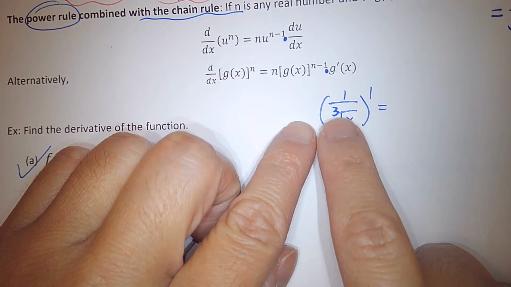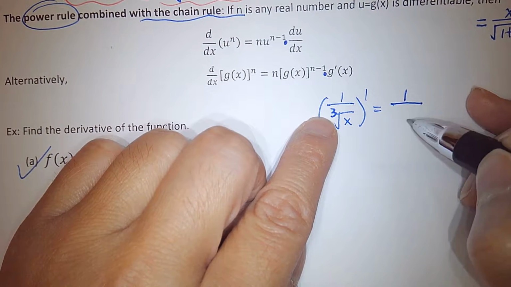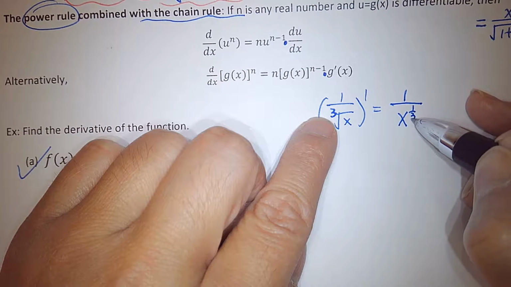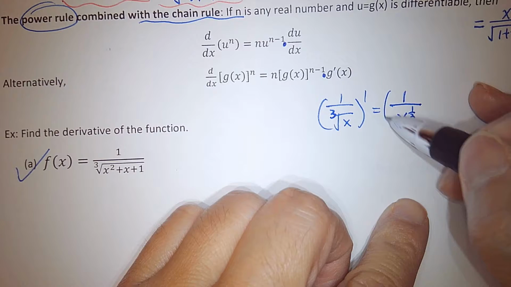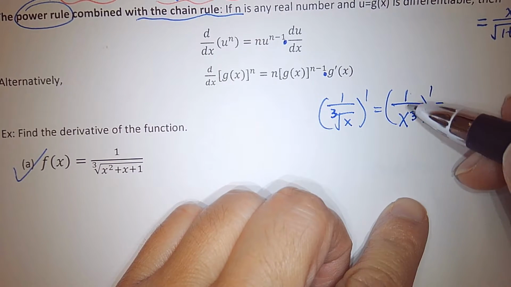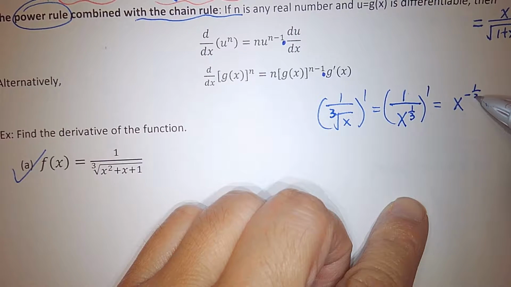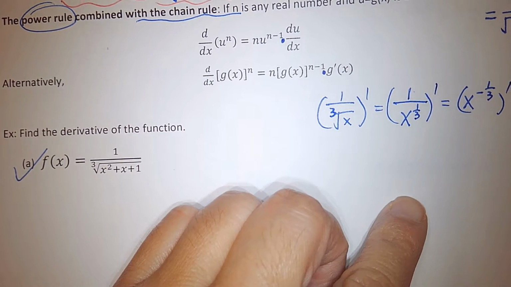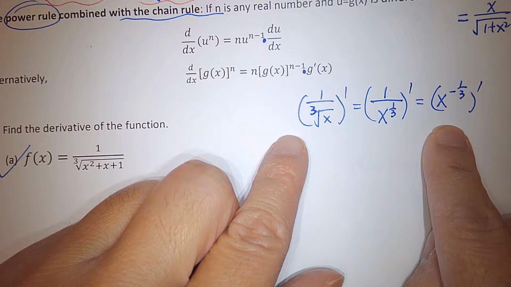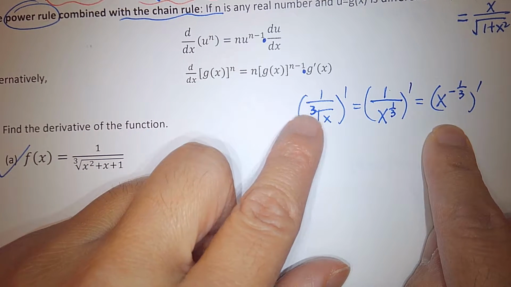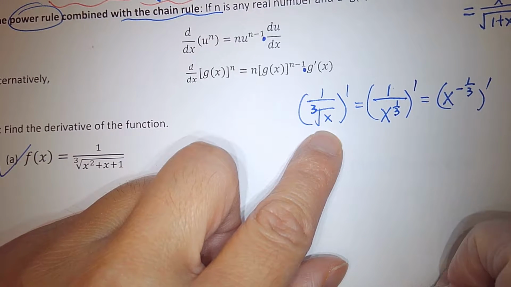What is 1 over cube root of x? Cube root of x can be written as x to the what? 1/3. What is 1 over x to the 1/3? You guys agree with me? 1 over cube root of x equals x to the negative 1/3 power.